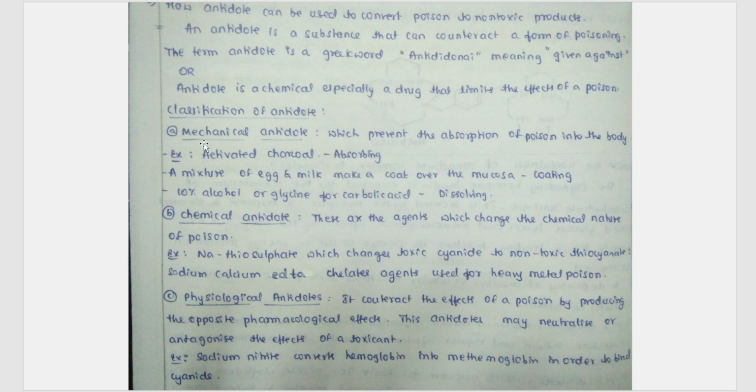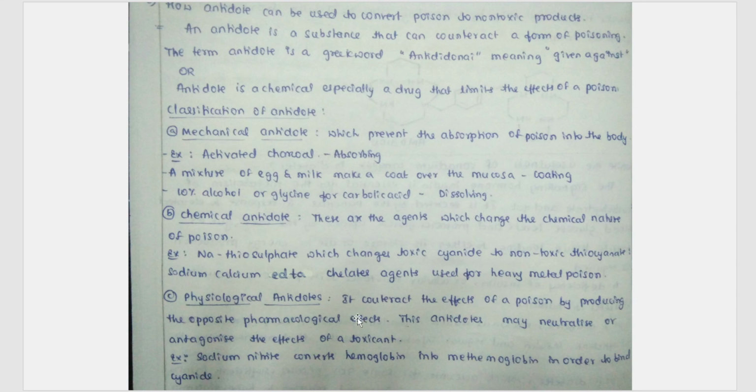So there are three types of antidote. One is mechanical, second is chemical, and third is physiological antidote. In mechanical antidote, it prevents the absorption of poison into the body. An example is activated charcoal. It itself absorbs the poison on itself, preventing its absorption into the body. And some other examples are there. In case of chemical antidotes, they change the chemical nature of the poison and make it non-toxic in nature. For example, sodium thiosulfate changes the toxic cyanide to non-toxic thiocyanate.